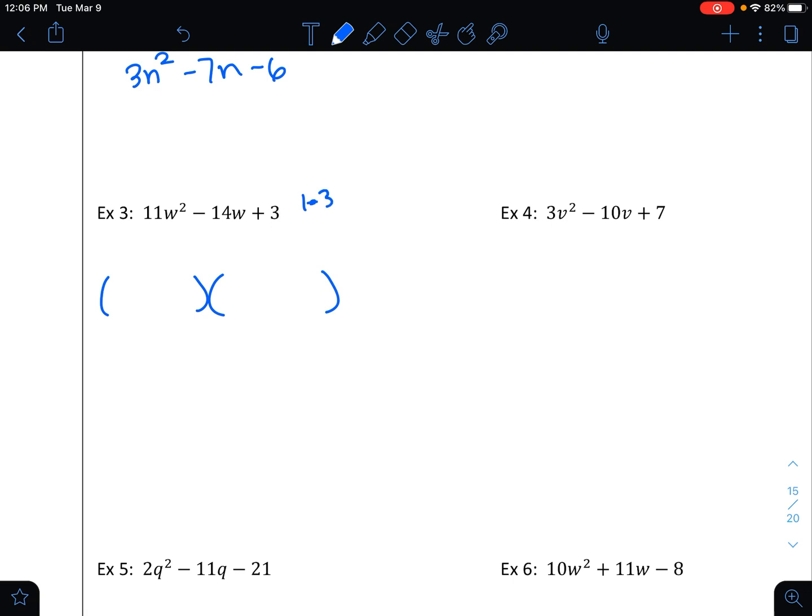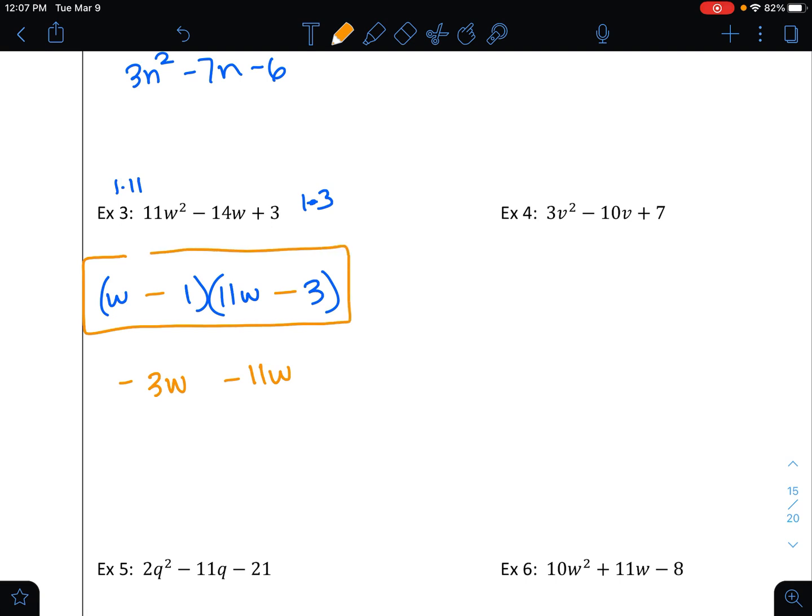Okay, if you're back to the video, 1 and 3, 1 and 11, so there's only 2 sets. So I'm going to start with w and 11w, and then 1 and 3, and then I'm going to check. These two multiplied plus these two multiplied, plus or minus, do I get -14? 3w and 11w. So 11 and 3 adds to 14. If I want it to be negative, let's try negative and negative. So negative and negative, and then I also want to double check, is this okay at the end? Negative times negative, I get positive. All right, so that is my solution, or my factored answer.